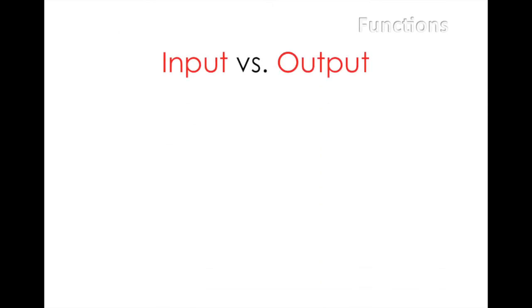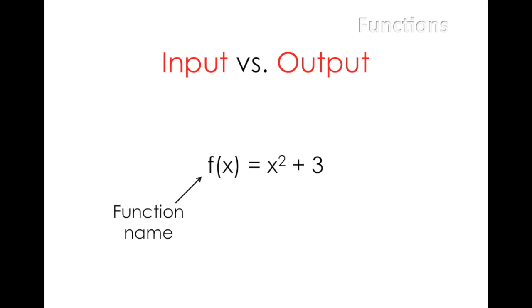The key to solving all function problems is knowing what your input and output values are and where to find them. Let's look at this example of a function. f of x equals x squared plus 3. This is the most common way a function is presented. The letter f is just the function name. While f is the most common function name, it doesn't have to be used. Any letter may replace f as the name of the function.